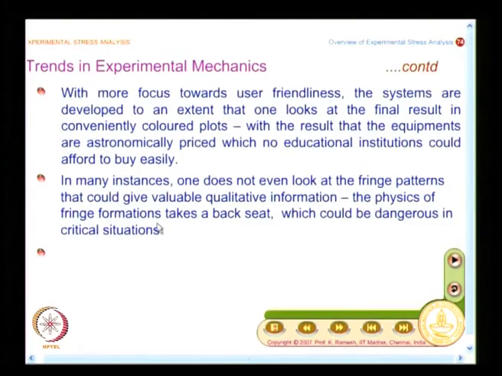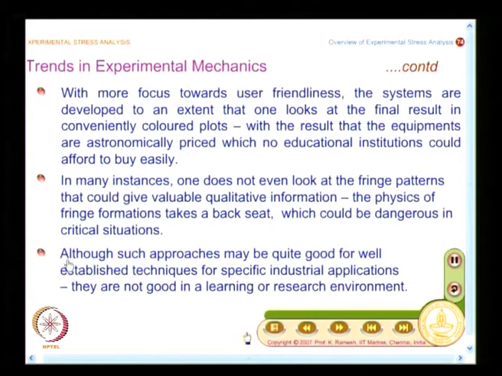Then they had a scenario where you have a team leader as a doctoral candidate with a background in engineering who would decide on boundary conditions, and you have a set of people who will run the software. And a similar situation is also lurking in experimental mechanics. So, you need to have user friendly equipment, fine, but it should not go to the extent that the physics of fringe formation takes a back seat, the physics of the methodology takes a back seat, and you press only buttons. That is not the way experimental mechanics should go.